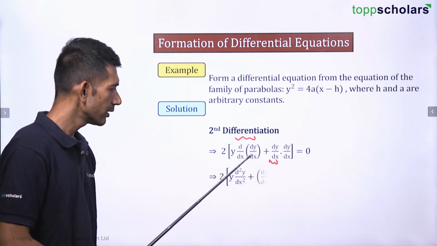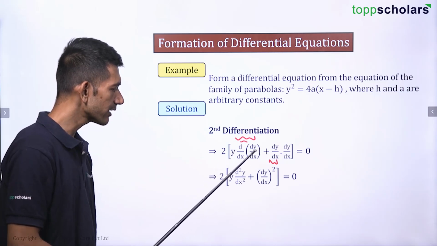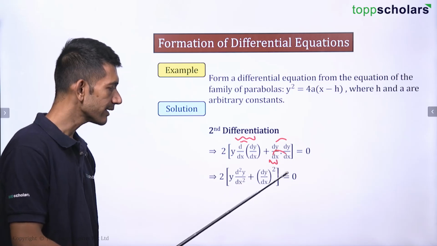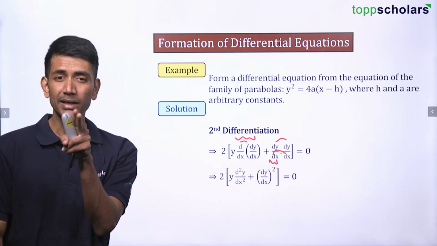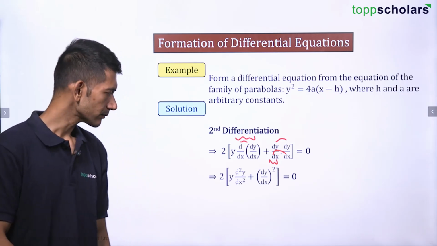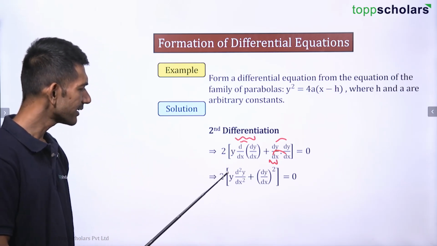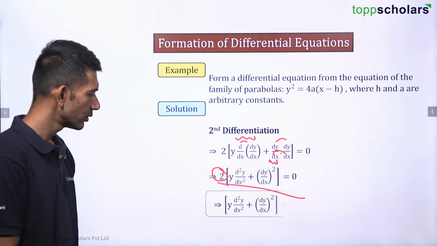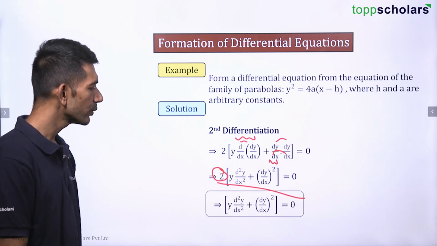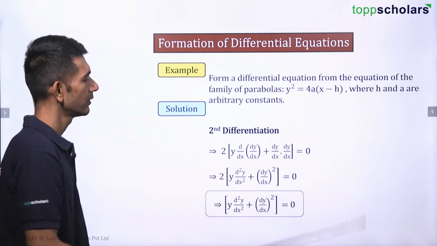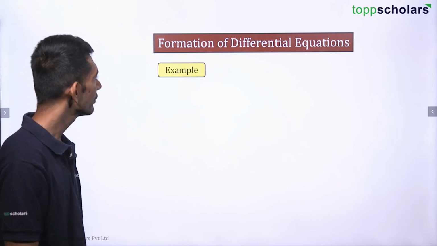Differentiating dy by dx becomes d2y by dx square, and this is dy by dx into dy by dx, same thing getting multiplied 2 times, so dy by dx the whole square, correct? That is equal to 0. So that's it. If you want, you can take this 2 on the other side and divide it, it becomes 0. So ultimately we get y into d2y by dx square plus dy by dx the whole square is equal to 0. Okay, let's continue further.